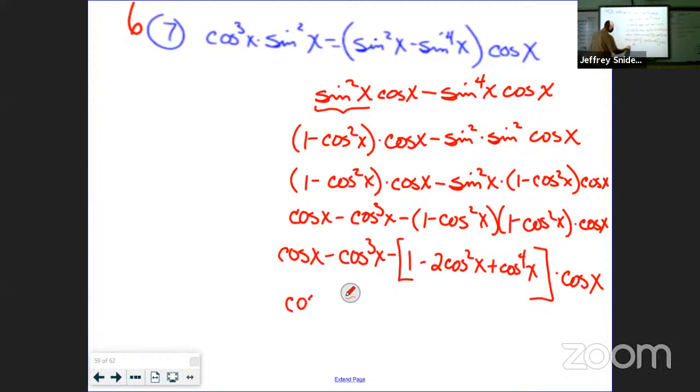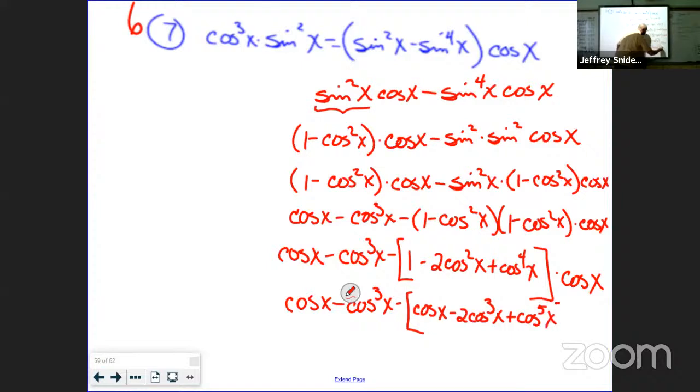So now I've got cosine x minus cosine cubed x. Now, I have to be careful here. So this cosine, I can think of multiplying through by a what? Negative cosine if I want. I could do that in one step. Or I could just go ahead and say minus, let's kick the cosine through. Cosine x minus 2 cosine cubed x plus cosine to the 5th of x.